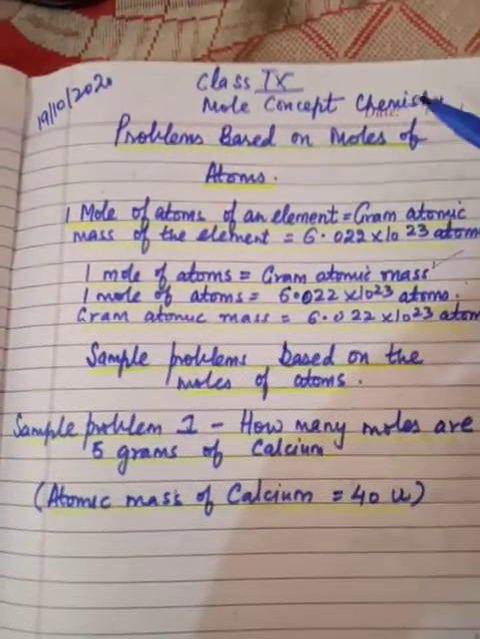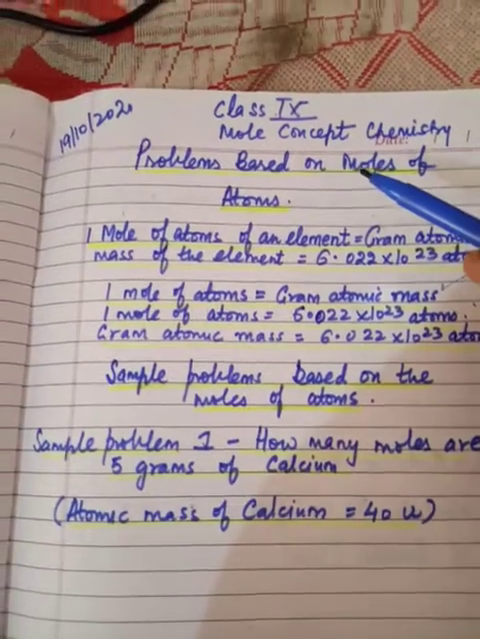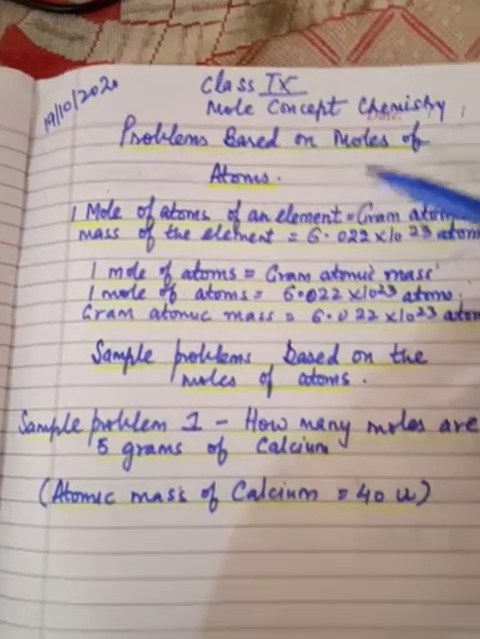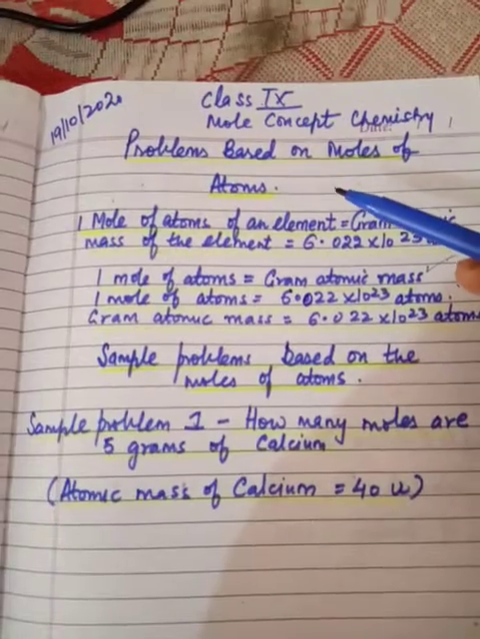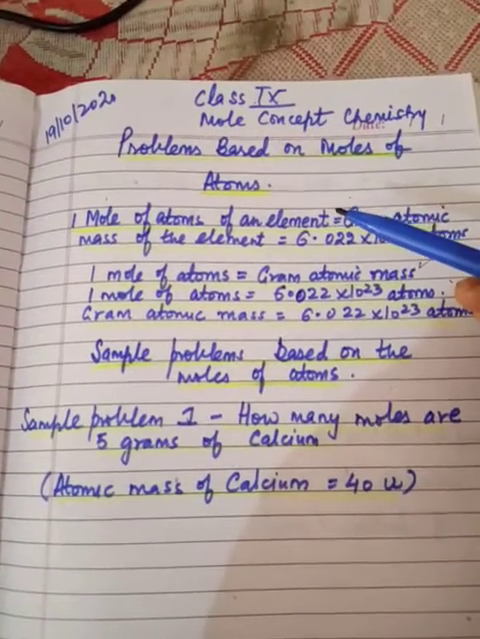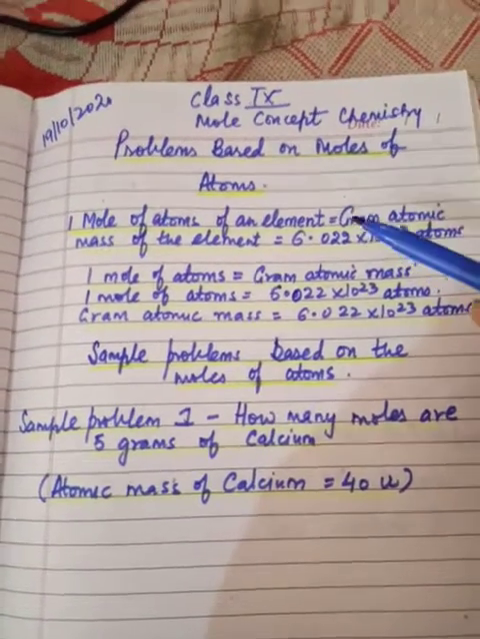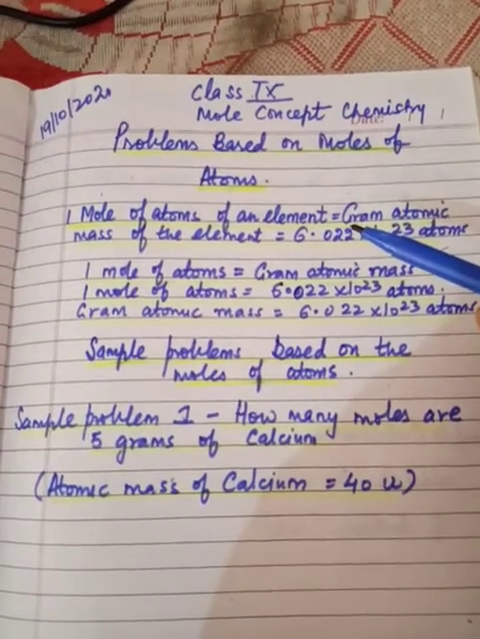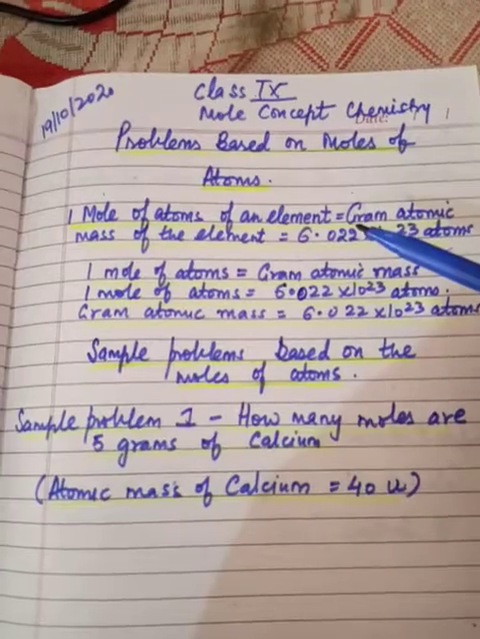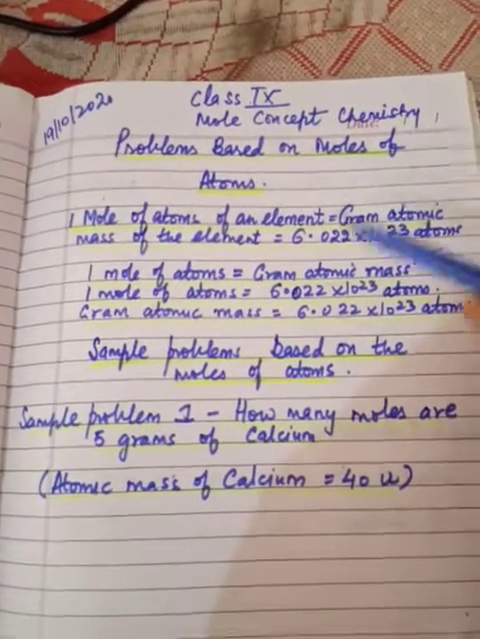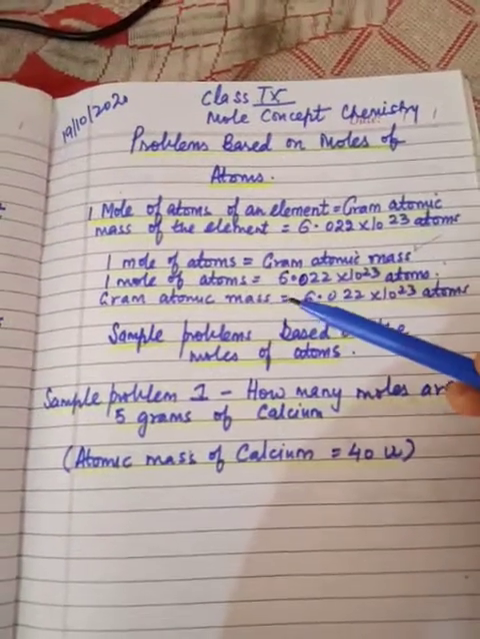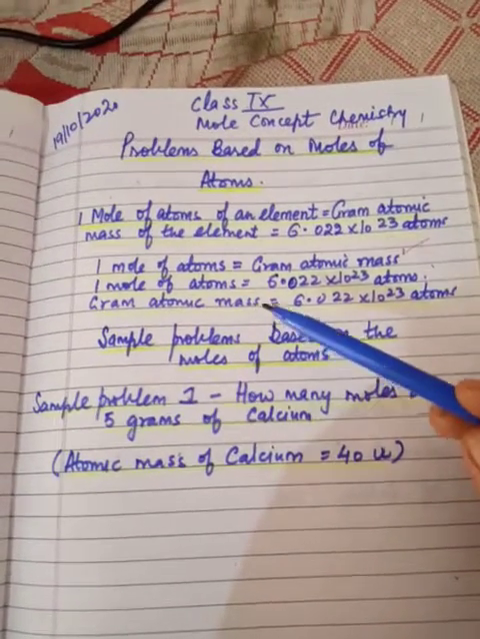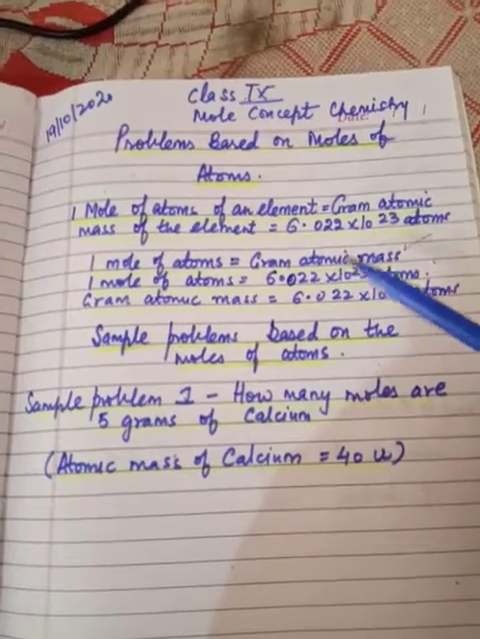Class, before this we have studied the mole concepts, that is moles of atoms and moles of molecules. In that we studied that 1 mole of atoms of an element, that is the gram atomic mass of the element, is also equal to 6.022 into 10 to the power 23 atoms. And this gives us three relations. 1 mole of atoms is the gram atomic mass. 1 mole of atoms is again 6.022 into 10 to the power 23 atoms.